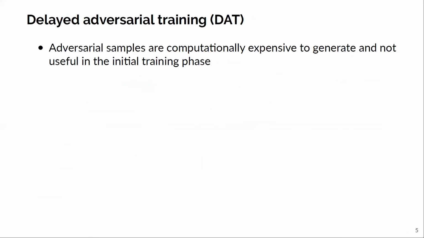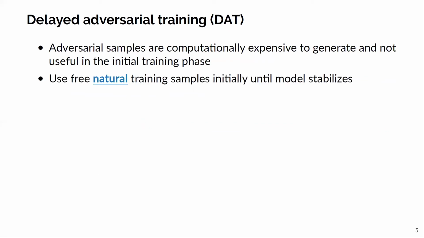After noticing this, we decided to propose this method called delayed adversarial training, based on this observation that initial adversarial samples may not be that useful for final model robustness. So instead, we want to replace these initial adversarial samples with some other kind of sample. And why not use natural training samples? These are free because we already have them. And we anyway want our models to perform well and correctly classify natural training samples.